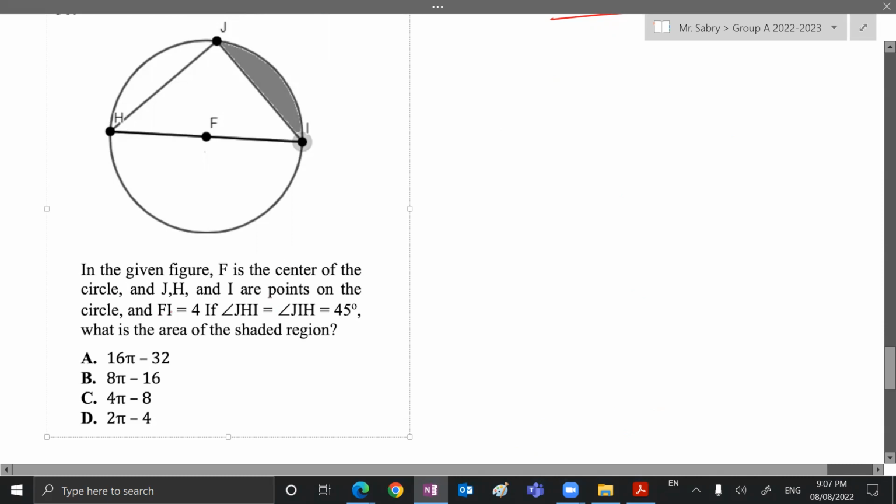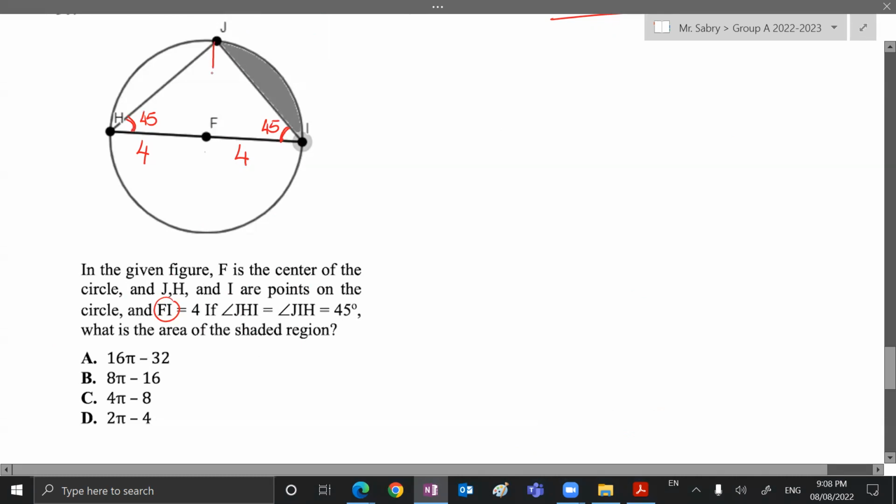So he's here telling me that FI is equal to 4, so the radius is 4, which means this one also is 4. You're told that angle JHI, which is this angle here, is equal to angle JIH, which is this angle there, and they're both equal to 45 degrees. What is the area of this shaded region? There are two ways to get this.